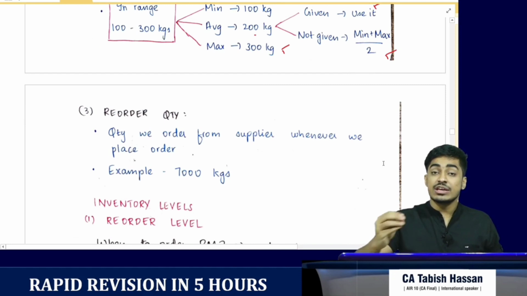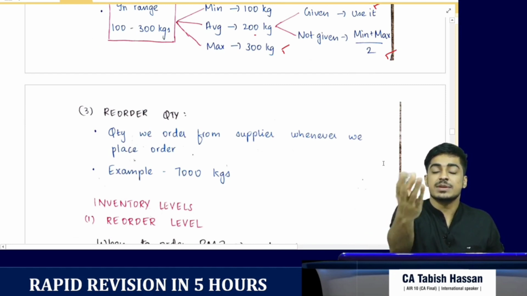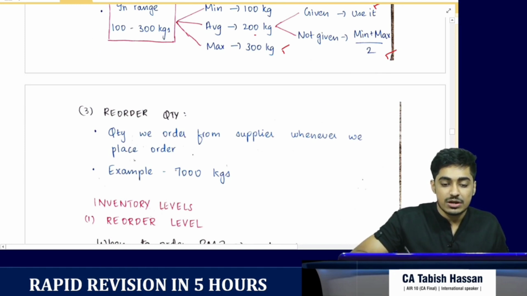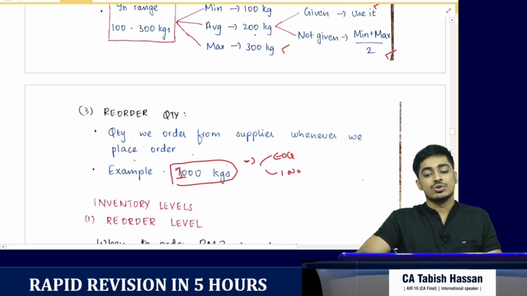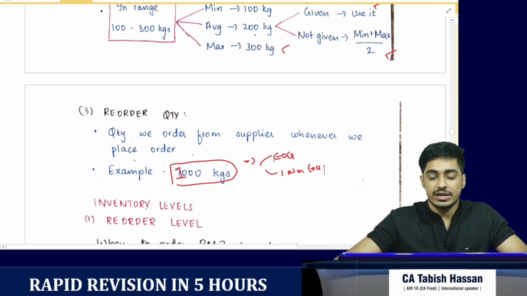Clear? Next is the reorder quantity. Okay, what is reorder quantity? The quantity for which we are placing an order. Say for example, every time I'm placing an order, I'm placing an order for 1000 kgs. Then this 1000 kgs is my reorder quantity. It can be EOQ, economic order quantity. It can be non-EOQ also. That depends on our discount and other factors which we have already discussed.